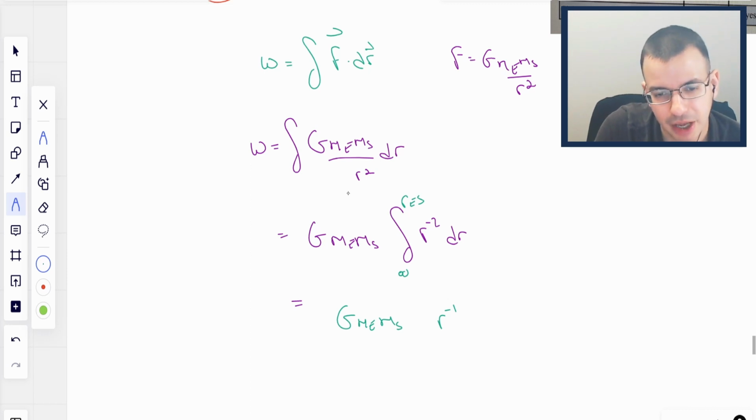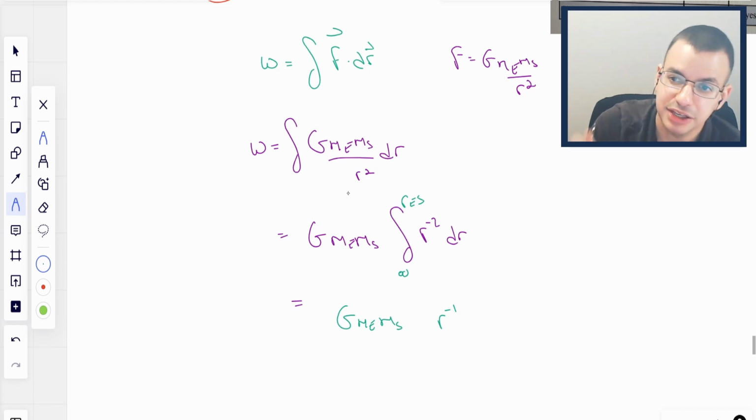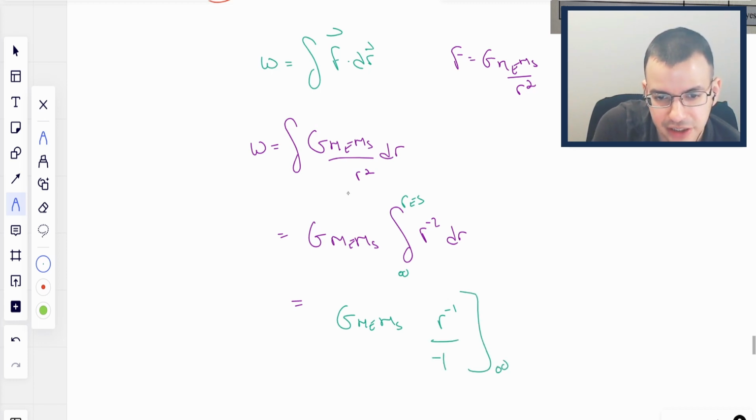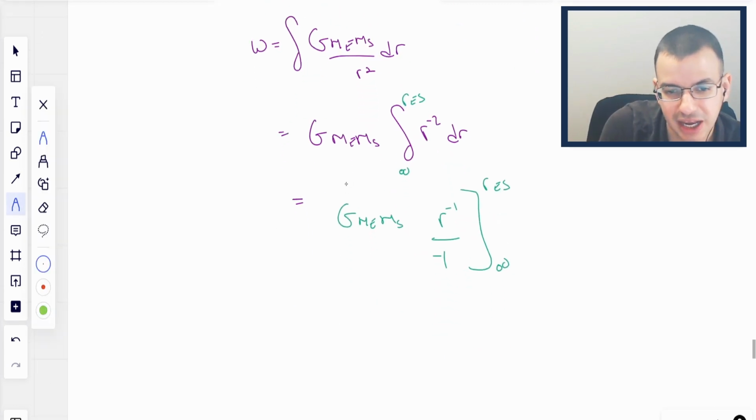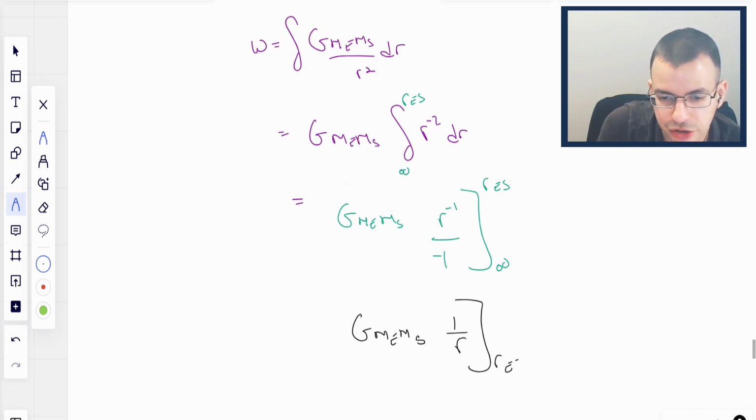All right. Game face, back to the integral. So R to the negative second, you add 1 to the negative second, get negative 1, and you divide by that. So you divide by negative 1, from infinity to radius Earth Sun. We can get rid of this negative here by flipping the limits of integration. So it'd be gravitational constant, mass Earth, mass Sun, 1 over R, because that's what R to the negative 1 is, from R Earth Sun to infinity.